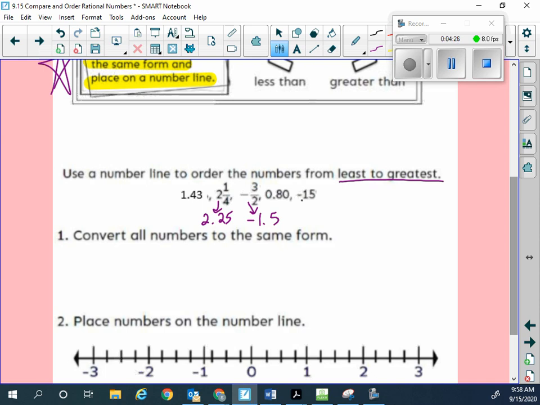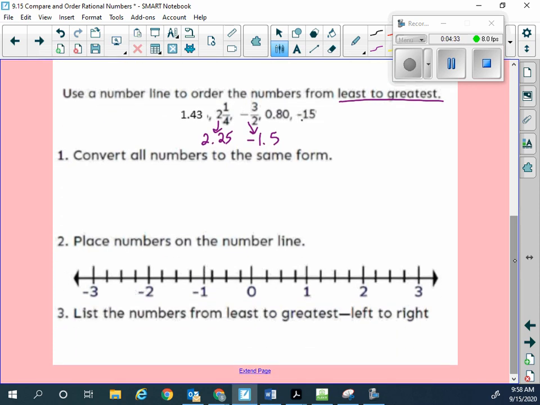Okay, so now that they're all the same type of number, we're going to put them on the number line. Okay, so we have 0. We need to figure out what they're counting by. 1, 2, 3, 4 things to get to 1.25. So that's exactly right. Each one of these things is 0.25 and so on. Okay, so 1.43, where would that go? Yeah, just about right here. 2.25.